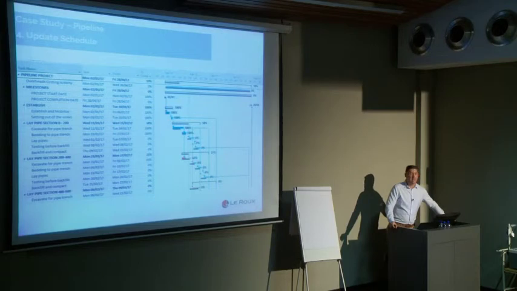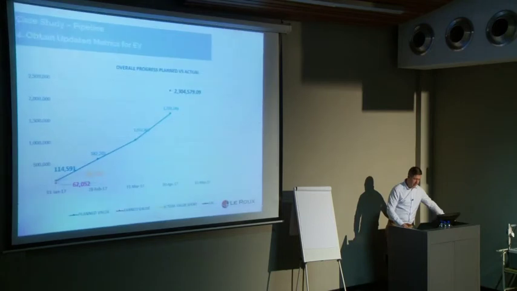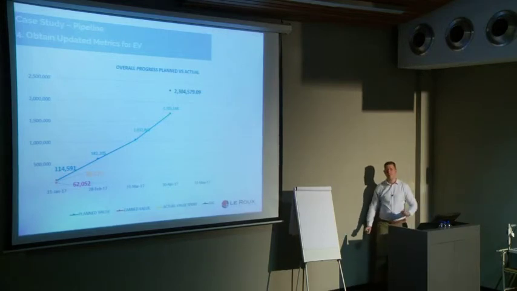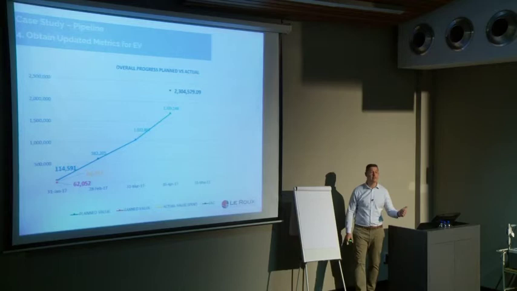Now I'm going to do an update. Draw the status line, look at each activity, find out where we are. And if I go back to my task usage view, I have these metrics that I simply read off and punch into Excel. So who can tell me what's going on with this project? Progress.